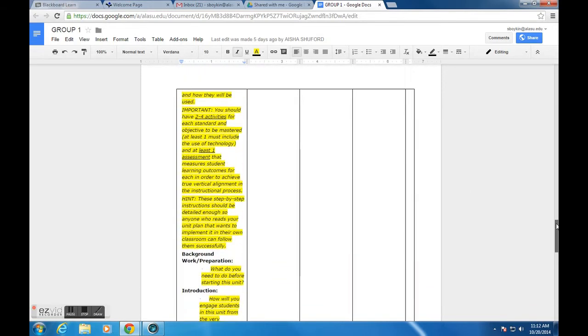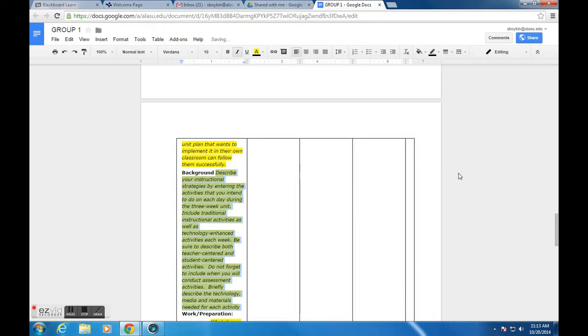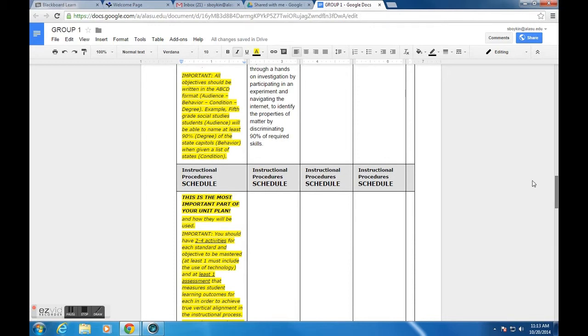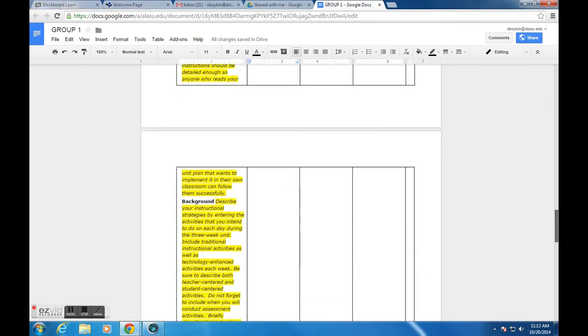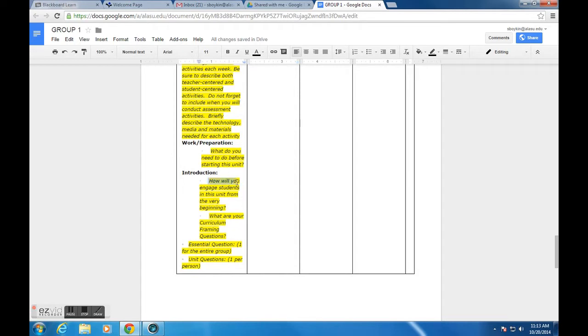Your goal is to provide detailed instructions on each day's activity. You're only required to record 5 days for your 3-week unit plan. That means in the first column, you will only follow the instructions for your column. Remember, each day's activity must follow the information under Introduction.